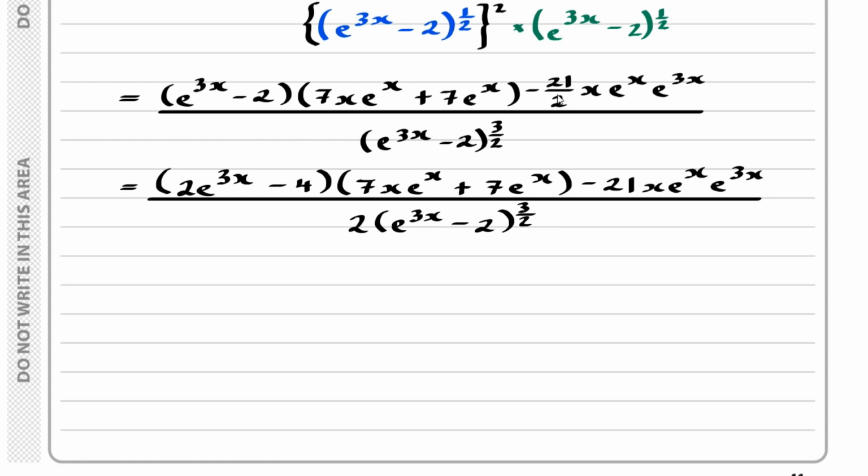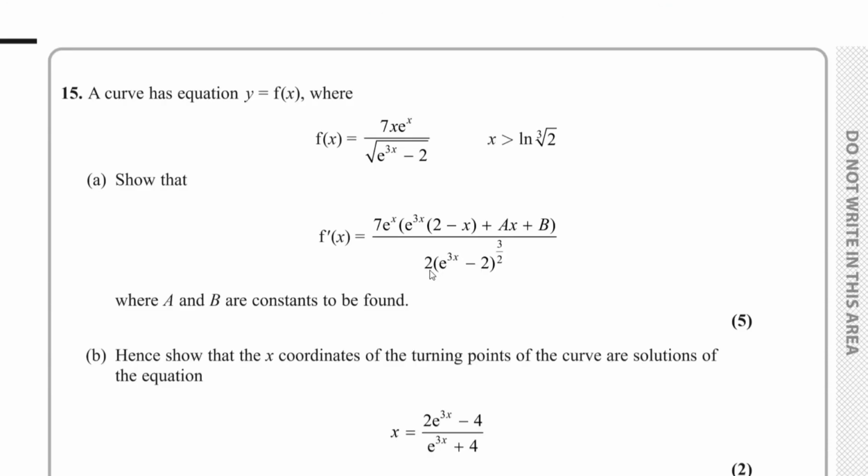What I've done over here is bring this 2 into the denominator, and in doing so I have to multiply this term by 2, leaving me with (2e^(3x) - 4) multiplied by (7x e^x + 7e^x), subtract 21x e^x e^(3x), over 2 multiplied by (e^(3x) - 2) to the power of 3/2. And notice 2e^(3x) - 4 over 2 gives e^(3x) - 2. And notice negative 21/2 is what we have here. The reason I want to do this, if I go back to the question, is that here I've got a 2 in the denominator.